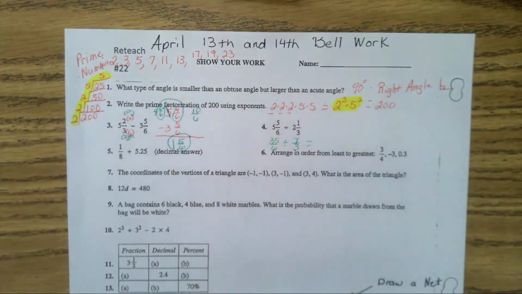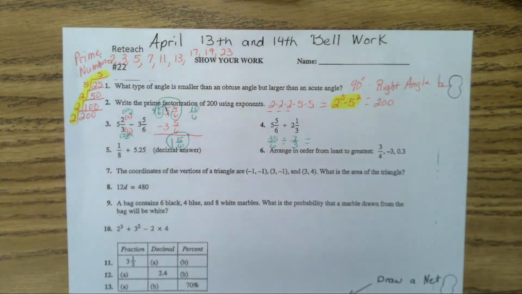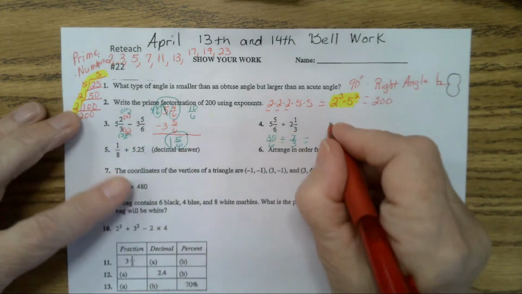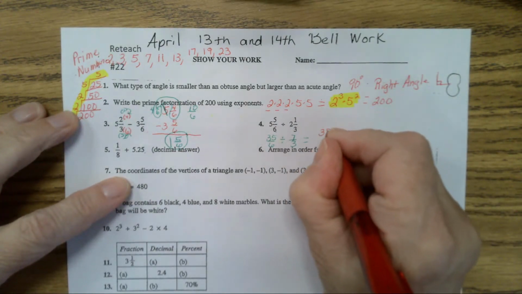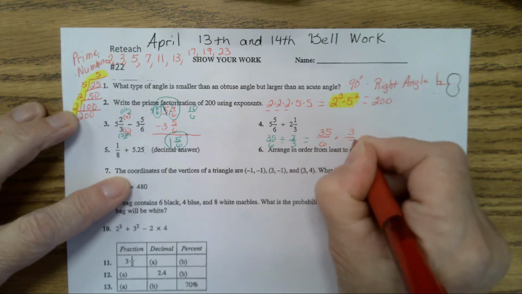What's the next thing I do after I've turned them into improper fractions? Keep, change, flip. We're going to keep the first fraction. It's going to be 35 over 6. Change it to multiplication and flip the 3 sevenths. So we will have 35 over 6 times 3 over 7.